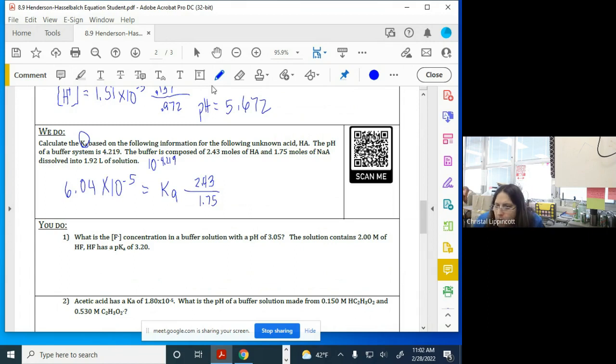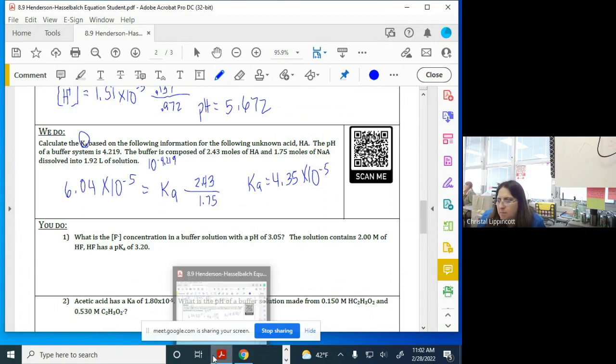All right. And so then if I go through here and I divide this out and then divide this by this, my Ka value is going to equal 4.35 times 10 to the minus 5. Any questions about that one?